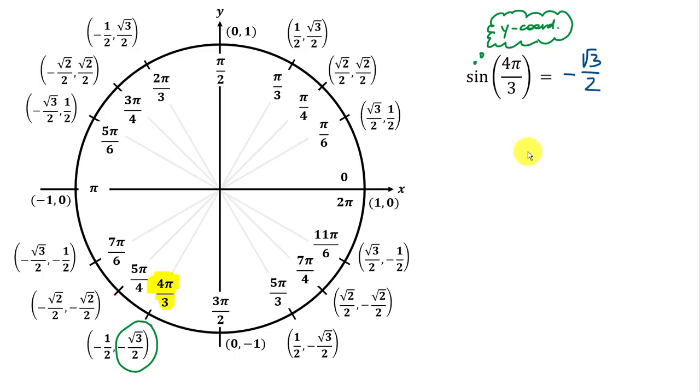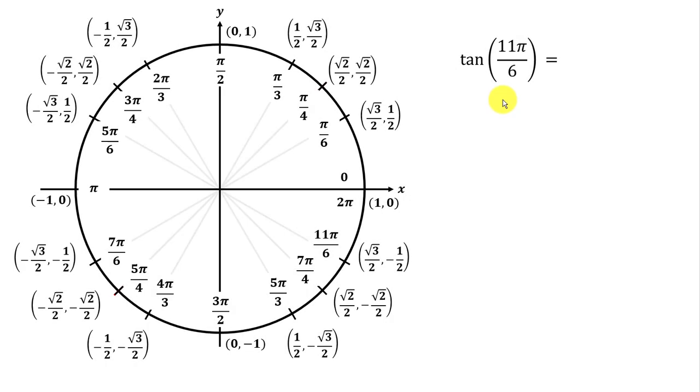Let's try another example. For the second example, we need to find tangent of 11 pi over 6. And again, 11 pi over 6 is the angle that's labeled on this unit circle. But this time I need to do some additional steps to find tangent, because tangent itself is not shown on this unit circle. Well, there are two options of how I can find the value. I'm going to show you both of them, and you're going to choose which one you find easier.